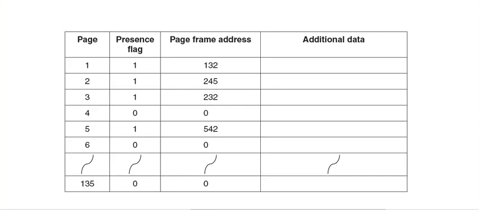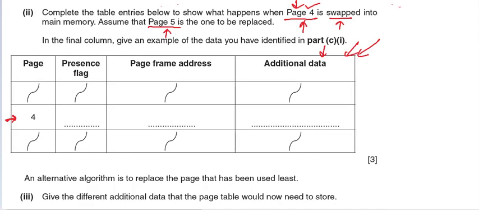And if we take a look at this page table, page 5 is the one that's moving out, which means this is going to become 0, because it's not going to be in the RAM anymore. And this 542 is also going to become 0. But for page 4, the presence flag is going to become 1 and the page frame address is going to become 542. So we are going to update the entries here. 1, 542, and remember the additional data.